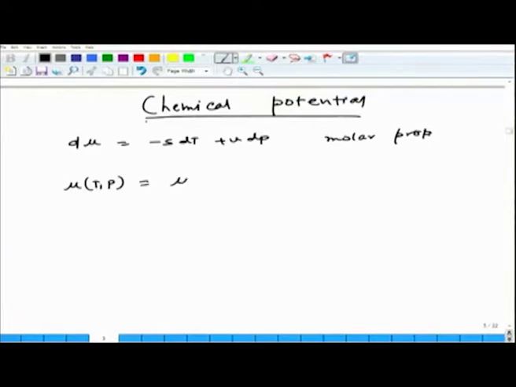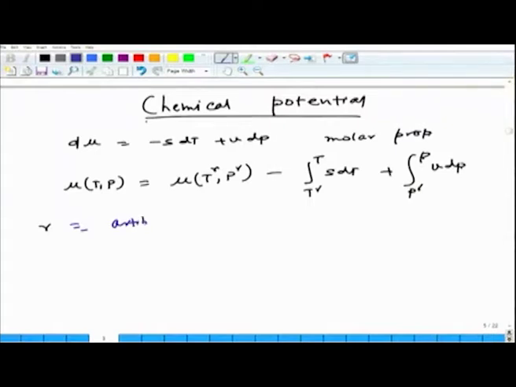This would be equal to μ at some reference temperature and pressure, because you have integrated, minus the integral from Tr to T of S dT plus the integral from Pr to P of V dP. Now, R here is an arbitrary reference state.